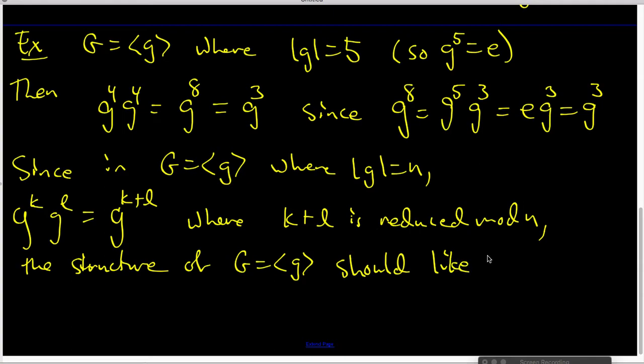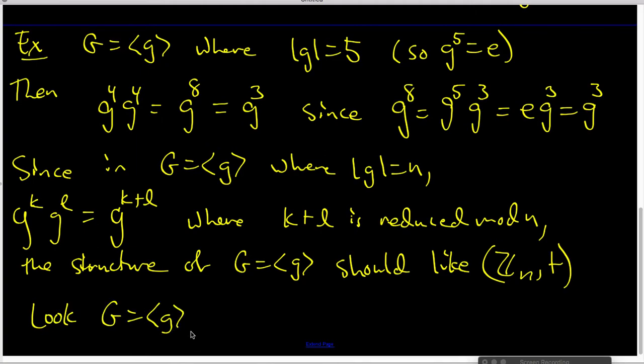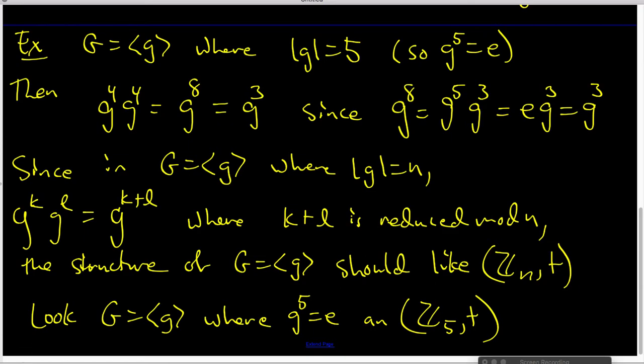This should look like Zn under its addition in some kind of fashion. And as an example, I want to look at G equal to the cyclic group where the generator has order 5, and I want to look at Z5 under its plus. And that's going to be my example. And I have this written down on the next page.